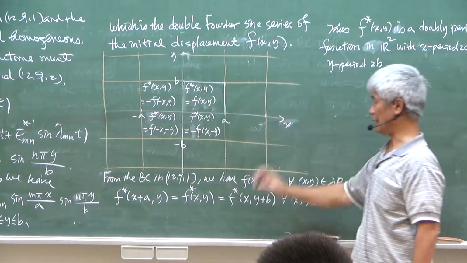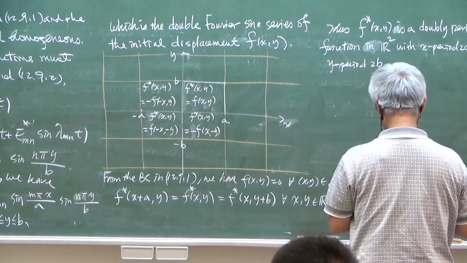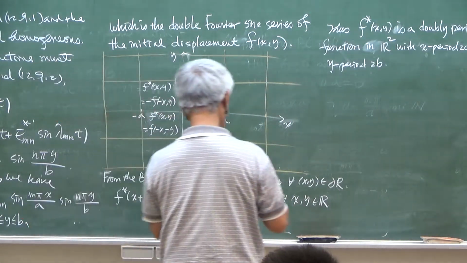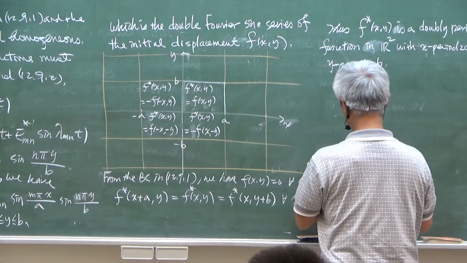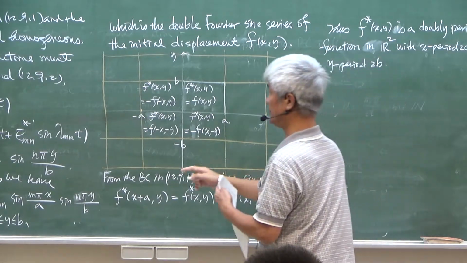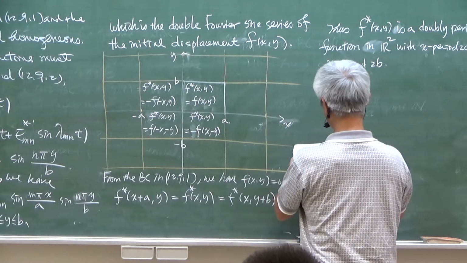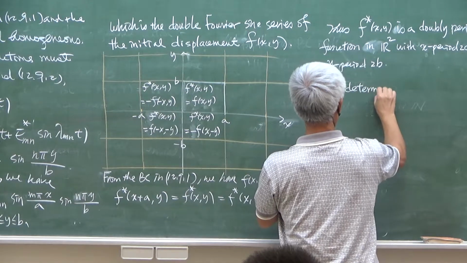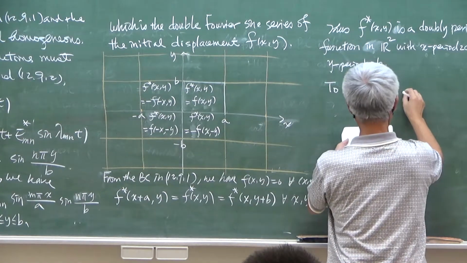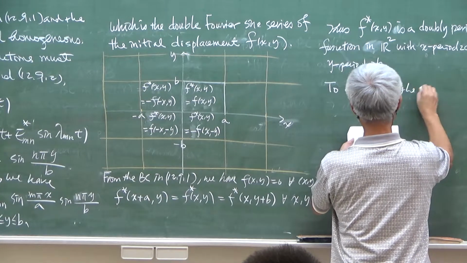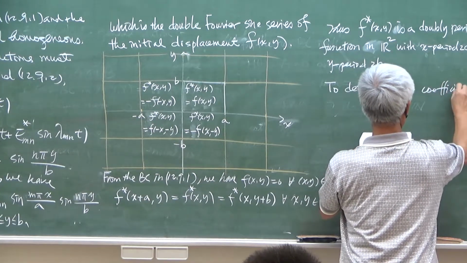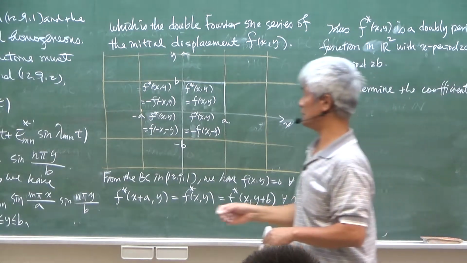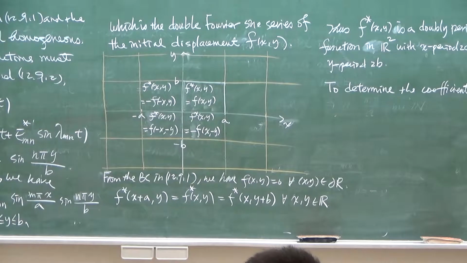Okay, so that is the key idea. But technically I don't need that. All right, so let's start with something. First of all, we want to determine the coefficients E_mn. This is what we want, because we have this identity here.